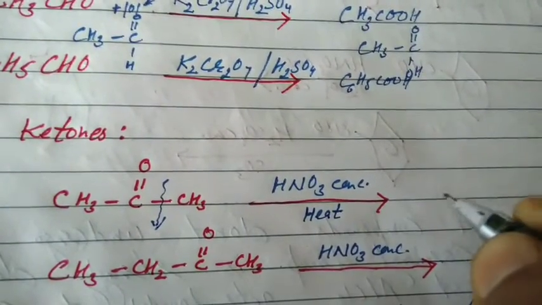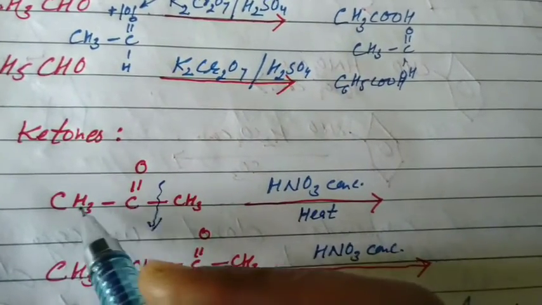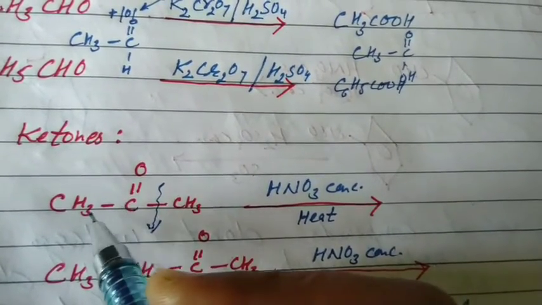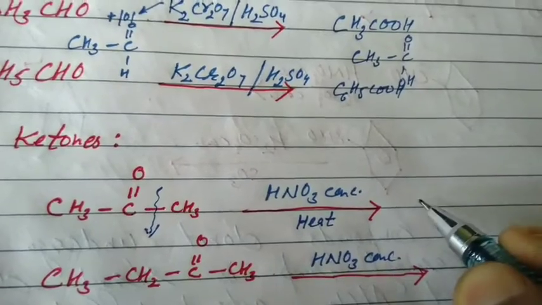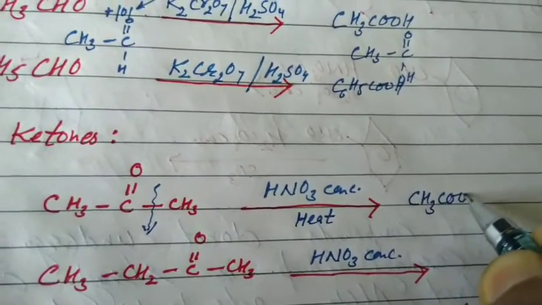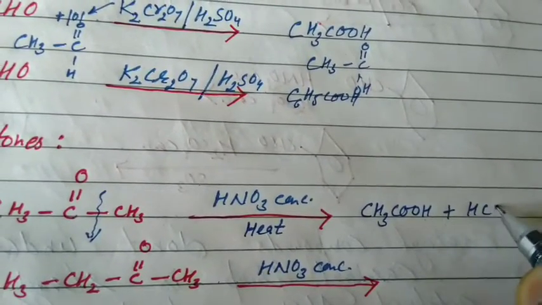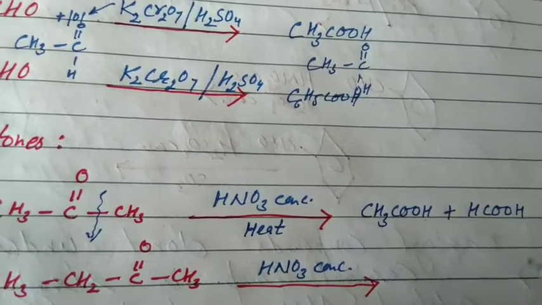What is the product, students? When lysis of the bond takes place, two carbon atoms are left on the left end and one on the right end. It means the two-carbon part will form ethanoic acid and the one-carbon compound will form formic acid. The product is an acid, HCOOH.